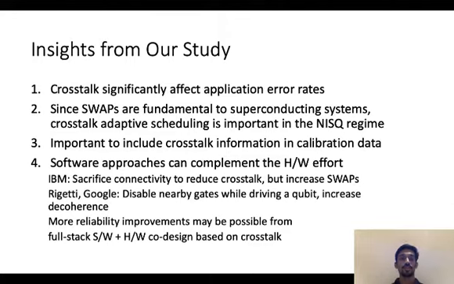So to summarize, we see that crosstalk significantly affects applications. Crosstalk adaptive scheduling is very important for swap circuits and other benchmarks. And since swap circuits are so frequent in our quantum programs, ideally vendors should measure and expose crosstalk data for their devices to help us handle it in software. Our work also shows that crosstalk mitigation is not just the job of hardware. Software can offer significant advantages, and we feel that if we redesign both software and hardware together, we may actually get a better overall design point with respect to crosstalk.